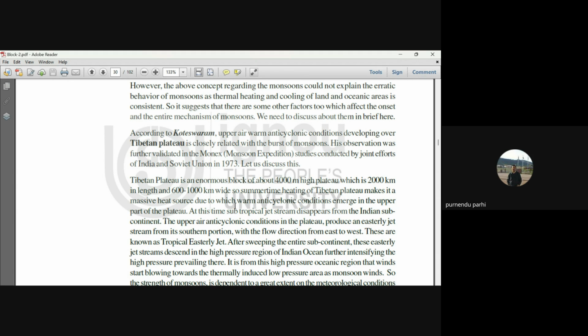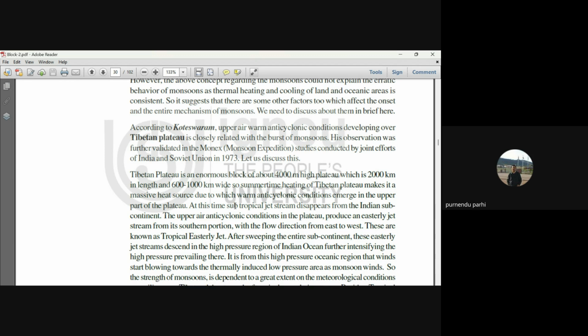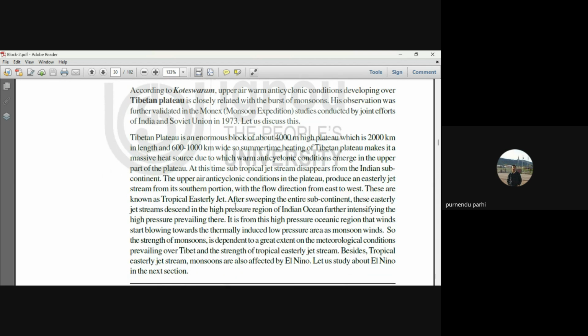The upper air anticyclonic condition in the plateau produces an easterly jet stream from its southern portion with the flow direction from east to west. These are known as the tropical easterly jet. After sweeping the entire subcontinent, these easterly jet streams descend in the high pressure region of the Indian Ocean, further intensifying the high pressure prevailing there.